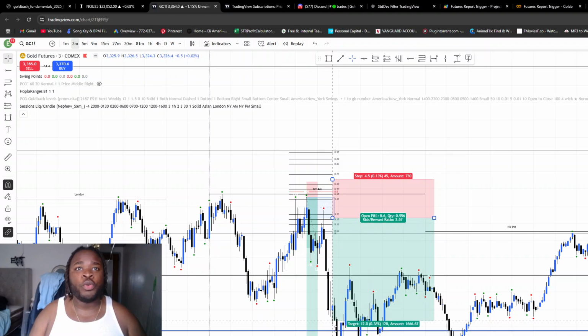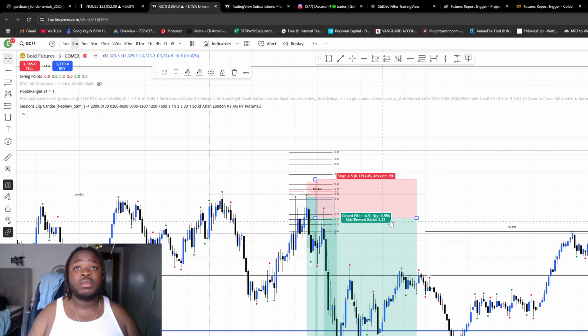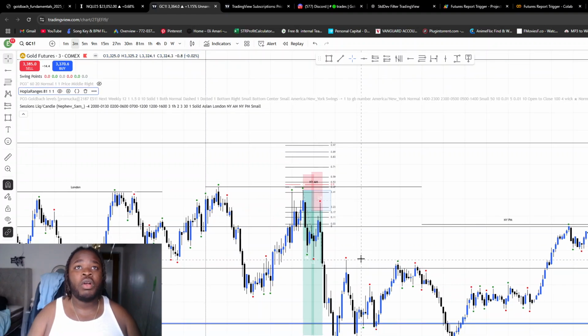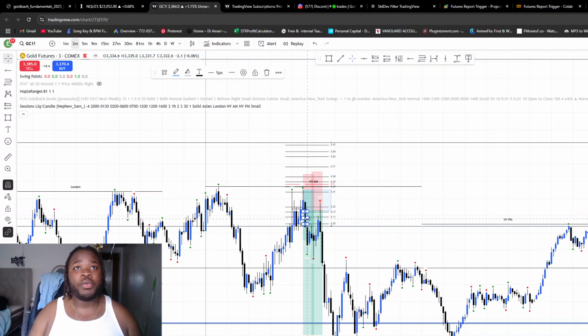That would have been your move targeting Asia and London highs, Asian and London lows, right? That could have been his second entry, right? Maybe you don't like order blocks. Maybe you like fair value gaps. Here's a fair value gap for you, right? Another entry.